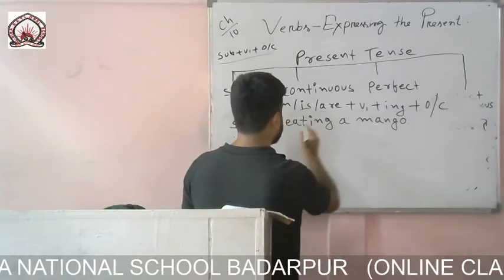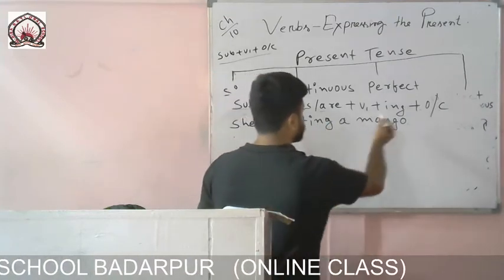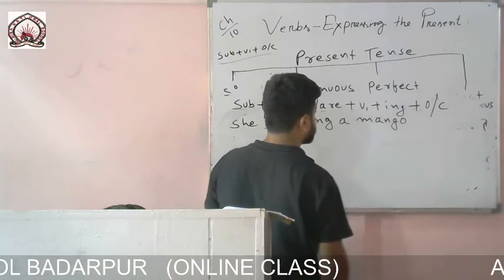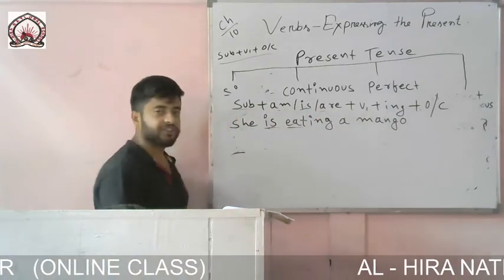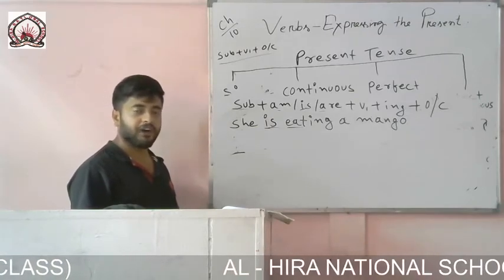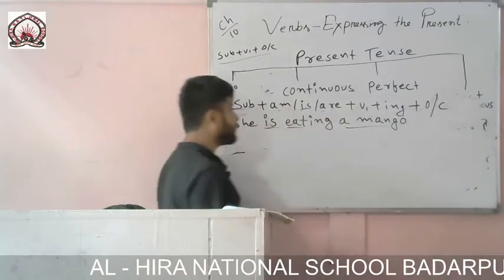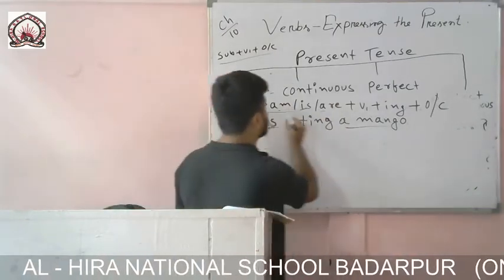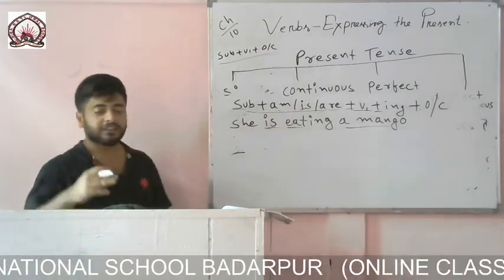Then the verb: eat is the verb, that is the first form of the verb, eat, ate, eaten. After eat we have to put ing. The verb should be like this: eating, sitting, playing, singing, reading, writing, destroying, fighting. A mango is here the object or complement. So the most important part is this one, up to this ing. She is eating.